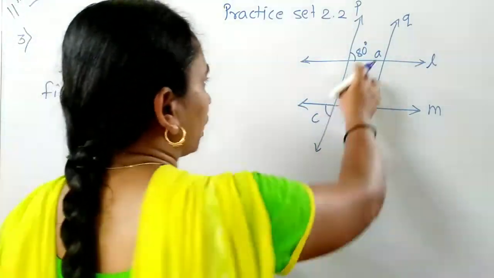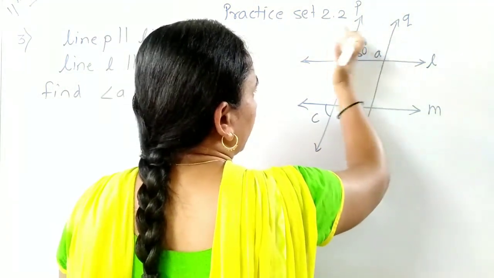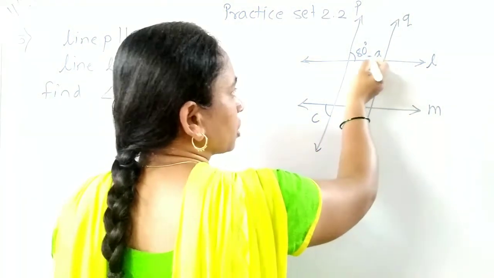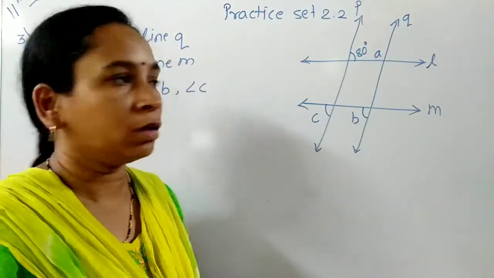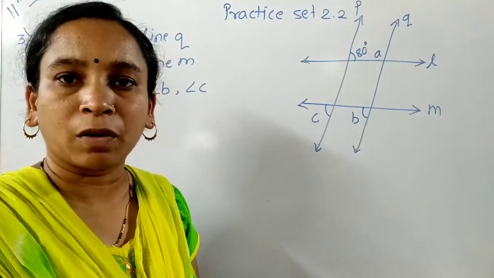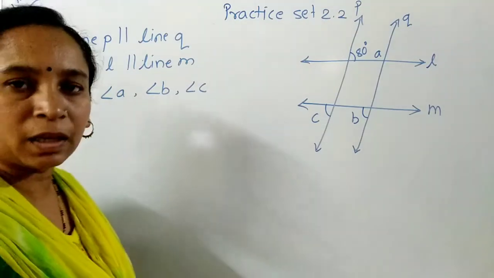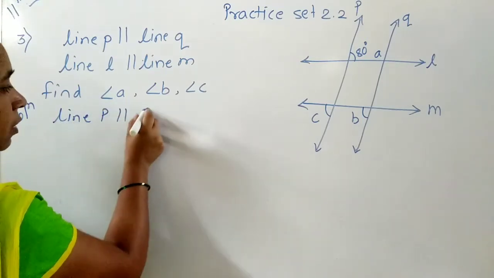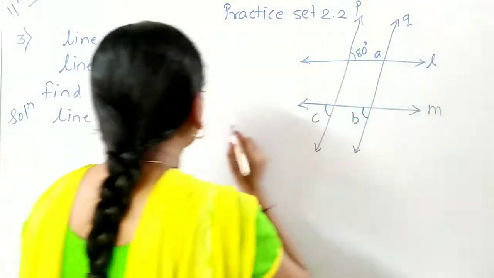Here we'll find out A first. To get A, we'll consider these lines, P and Q, as parallel, and this is a transversal. So in that, AT and A, their relation would be interior angles. Those angles are interior of each other. So here we can get the A angle with the help of the property of an interior angle. So solution: for this angle A, I'm going to consider line P parallel with line Q. And which transversal am I going to consider? Line L is a transversal.